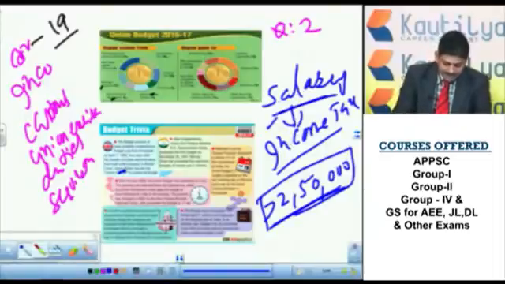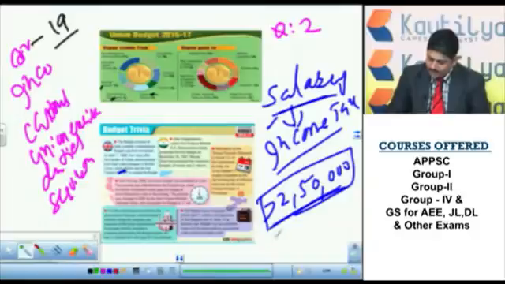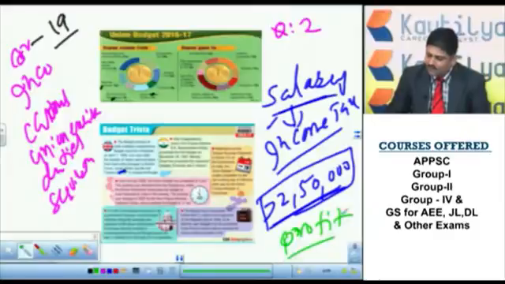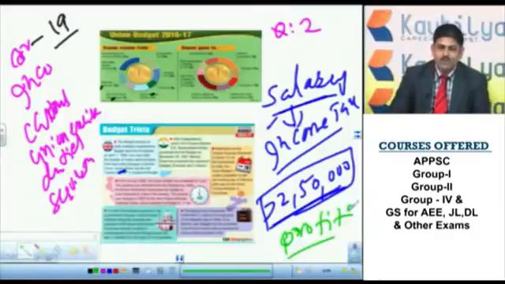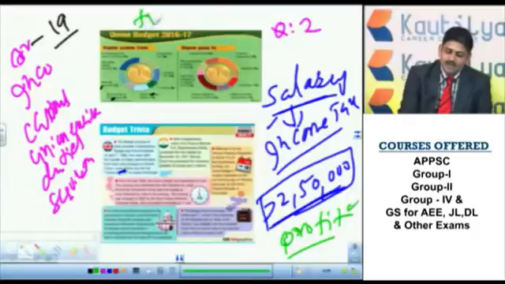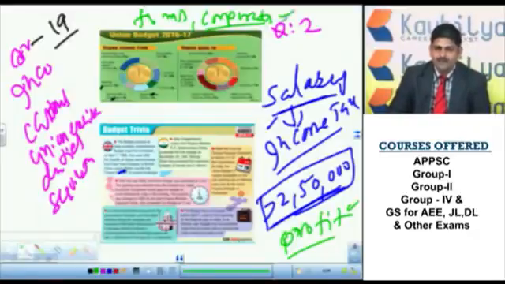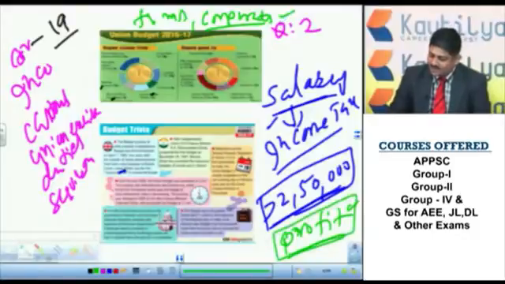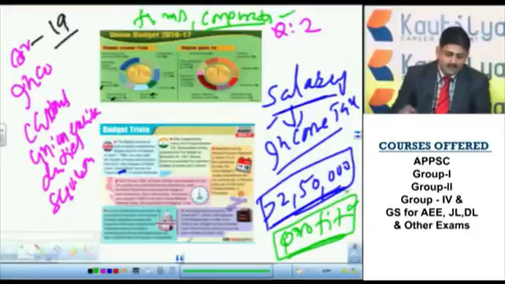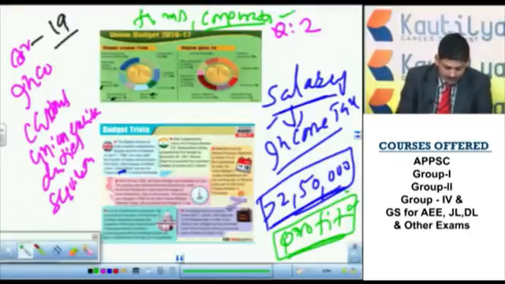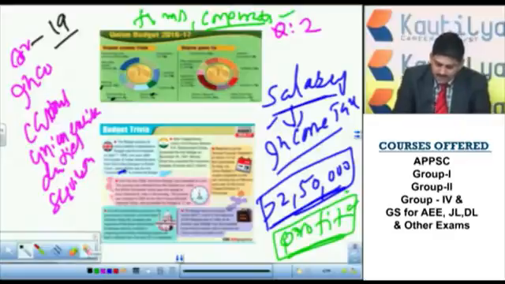But if tax is levied on profit, we will call that corporate tax. So who will get the profit? Firms or companies or organizations or corporates. So if corporates get the profits, on their profits they will pay the tax. This is known as the corporate tax. It's a direct tax.